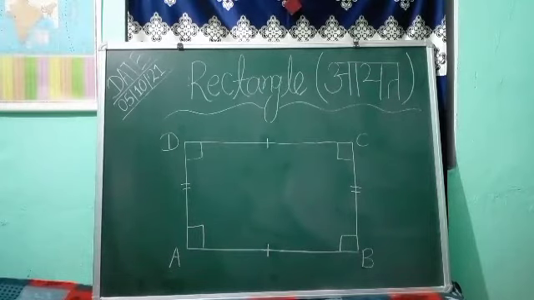Shape of rectangle. A rectangle is a two-dimensional flat shape. In an xy plane, we can easily represent a rectangle where the arms of x-axis and y-axis show the length and breadth of the rectangle.